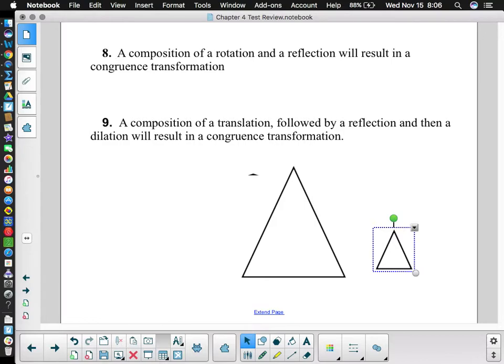That's the idea of similarity. Similar figures are things that have congruent angles but different length sides. We're going to spend a whole chapter talking about that eventually, but it's a pretty important concept. Congruent figures, all the angles and all the sides are congruent. Similar, all the angles are still congruent, but the sides are different.